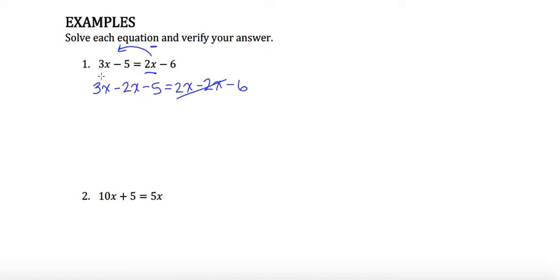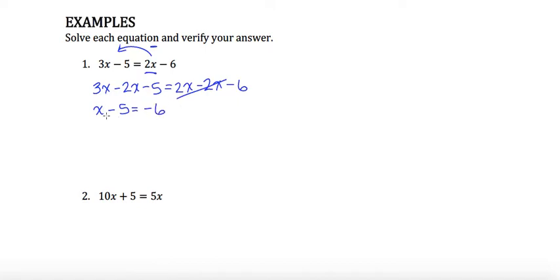So let's simplify our x terms on the left-hand side. 3x take away 2x gives me 1x. I can either write the 1x or I can just write an x. So I have x minus 5 on the left-hand side equals minus 6.